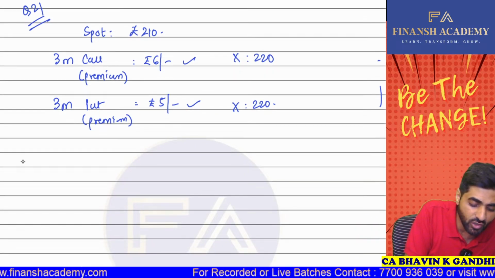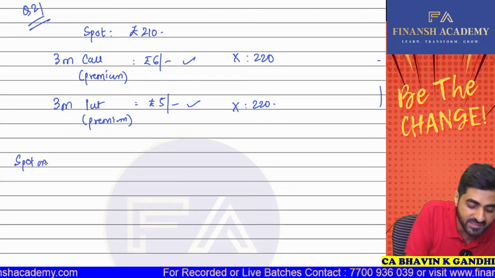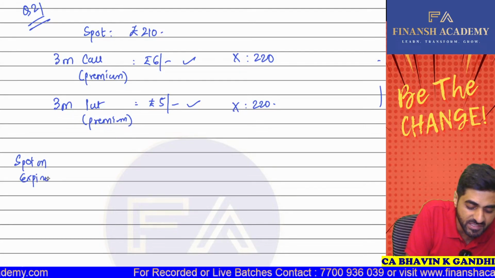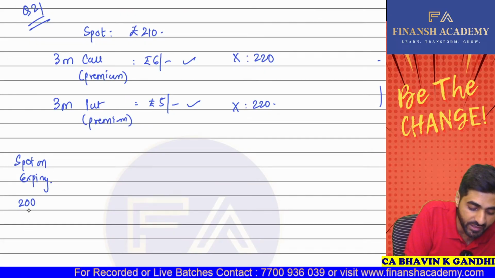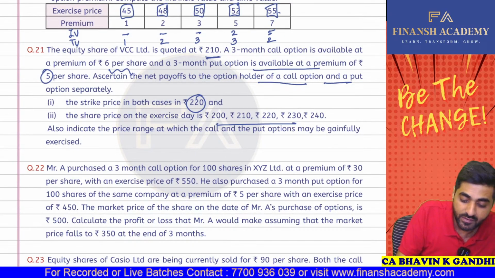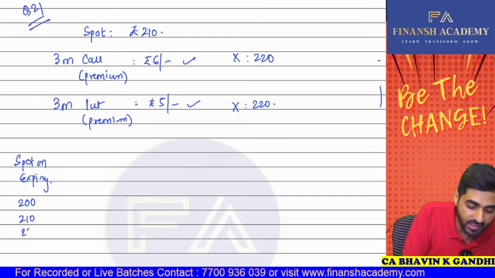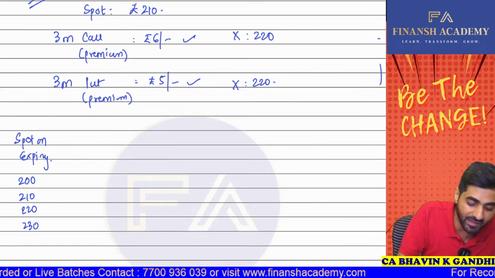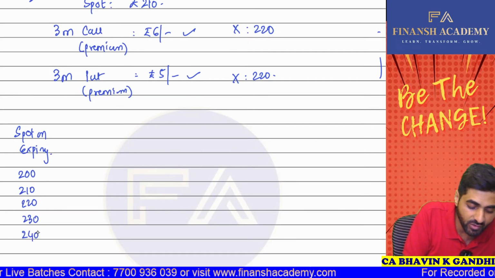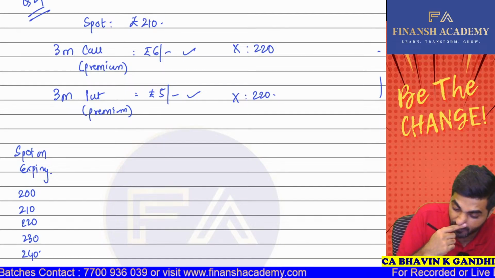So let's say, for example, your spot on expiry. What is my spot on expiry? Let us check that out. Your spot on expiry is 200, it's 210, then it's 220, then it's 230, and then it is 240. Okay, so these are the spots on expiry. Let us talk about the call option first.